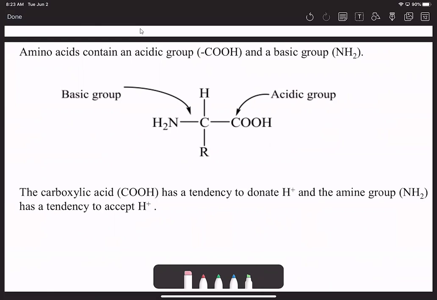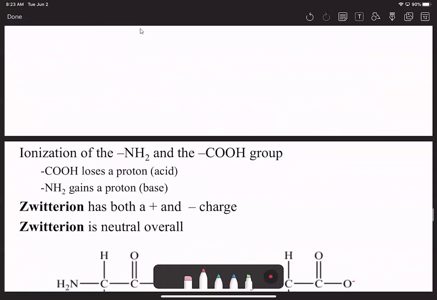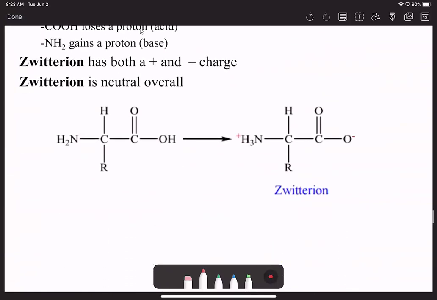groups attached to them. Both groups attached to them, and both of these groups can either donate a hydrogen or they can accept a hydrogen ion, right? So an amino acid has the ability to donate one or accept one. So when we're looking at these, here's my amino acid. Doesn't matter what the R group is. We can actually turn this into alanine. So instead of saying R, we'll just say that this is CH3.